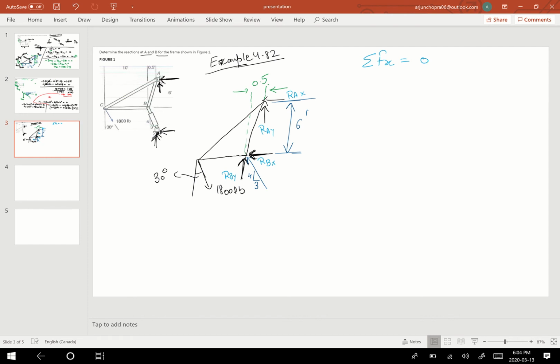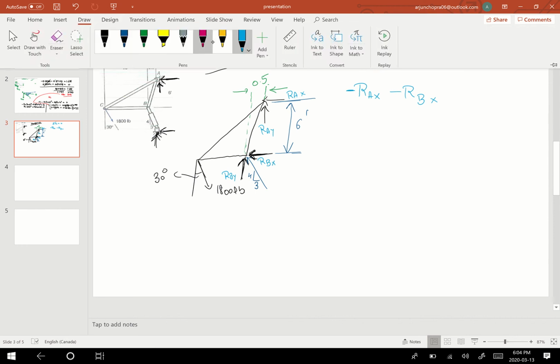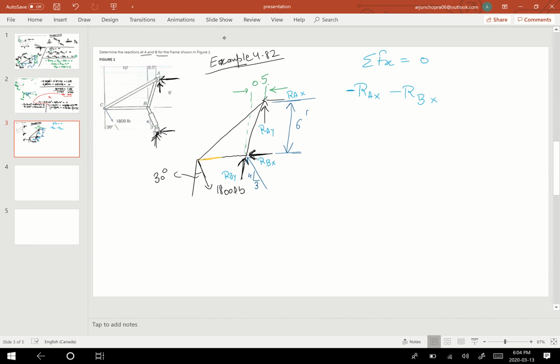And what are the forces acting in x direction? RAX plus RBX, and both are acting in the negative direction, so I'm going to take both the values as negative here. And is there a positive force acting? There is. This is 1800 pounds. If this is 1800 pounds, so this value, I can find the components in this direction.